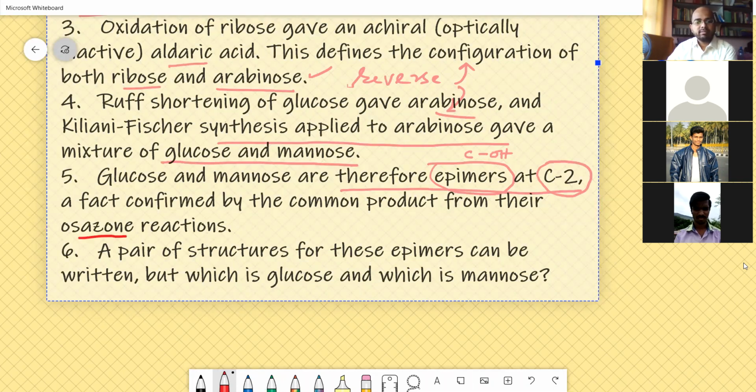A pair of structures for these epimers can be written, but you have to establish which is glucose and which is mannose. In order to determine which of these epimers is glucose, we have to use the C2 symmetry of the four carbon atoms. I'll just finish off here.